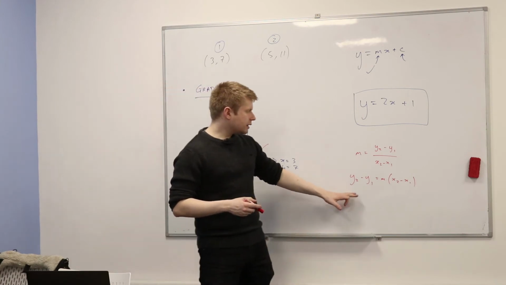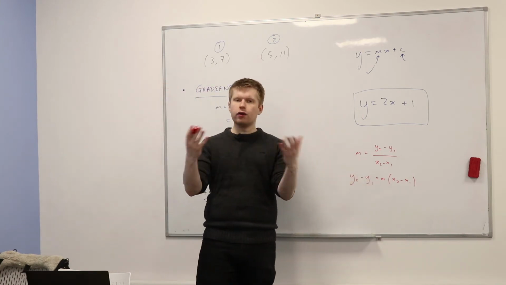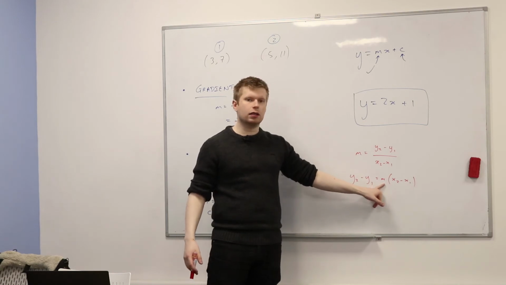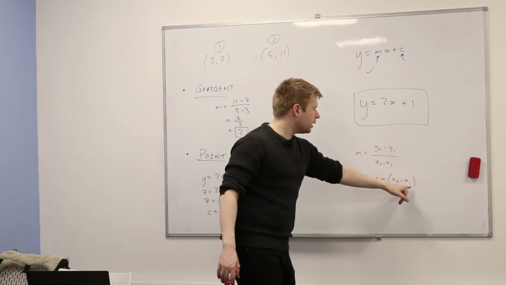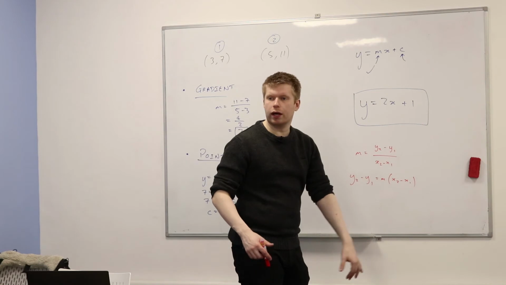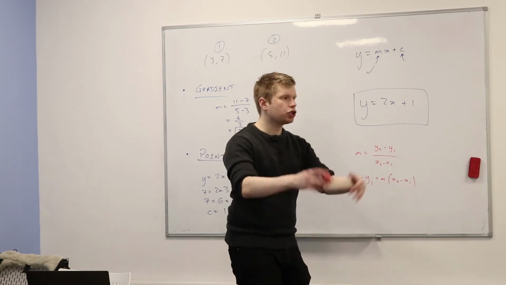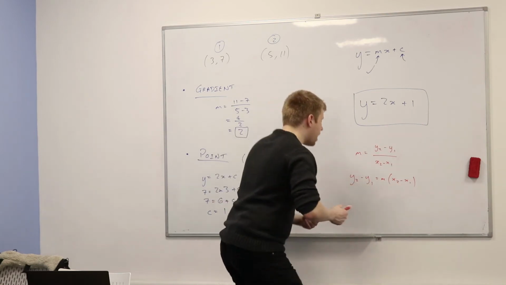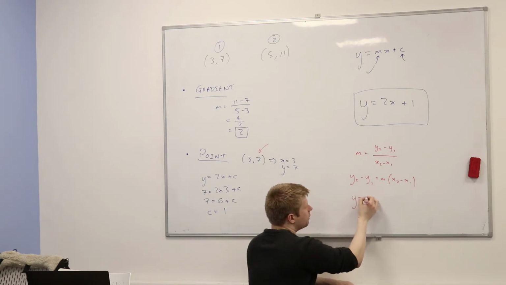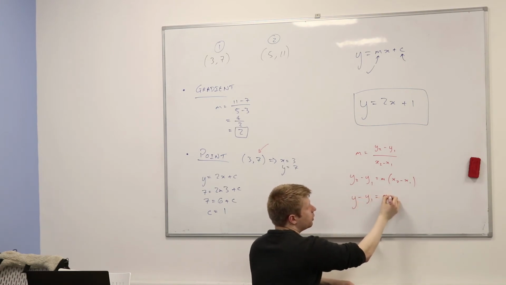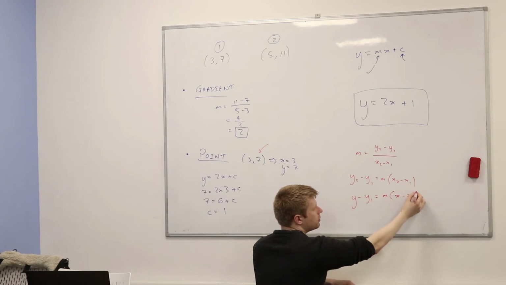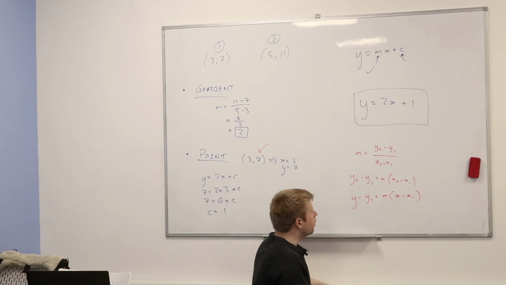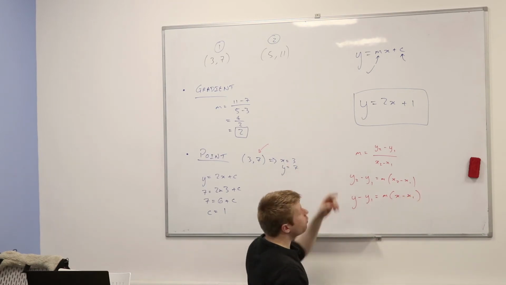So actually, in this case, in this formula, I've got 2 points. I don't care about that because I've already calculated the gradient. So what I could do then is say, well, okay, let's just take my first point. Let's just take x1 and y1, and let's just say that y and x are just general points which lie on the line. Therefore, I get y take away y1 equals m times x take away x1.